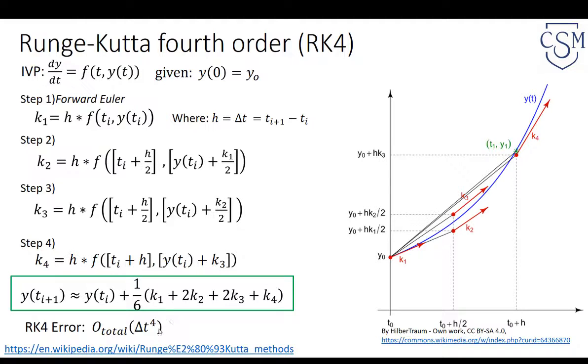The error of this is actually of order delta t to the 4th. So we've got a huge increase in accuracy, and our stability is also increased over forward Euler. So RK4 is a very good numerical method for solving ODEs.